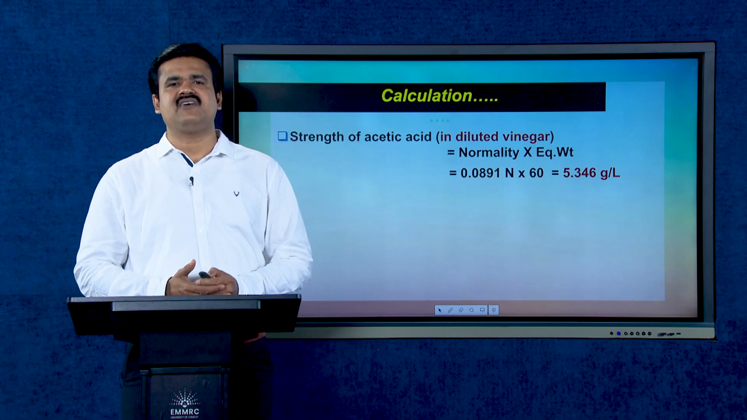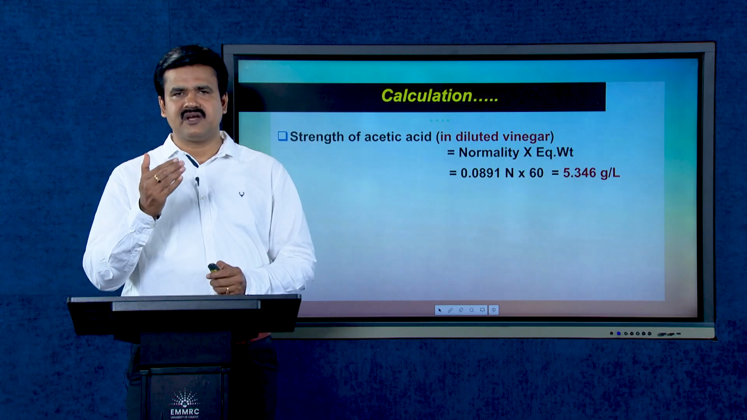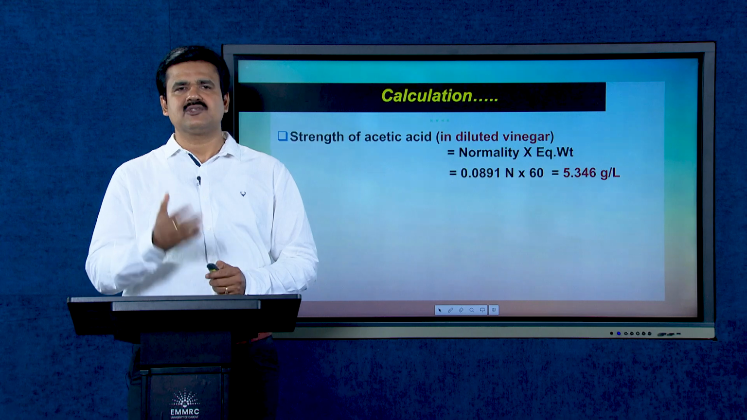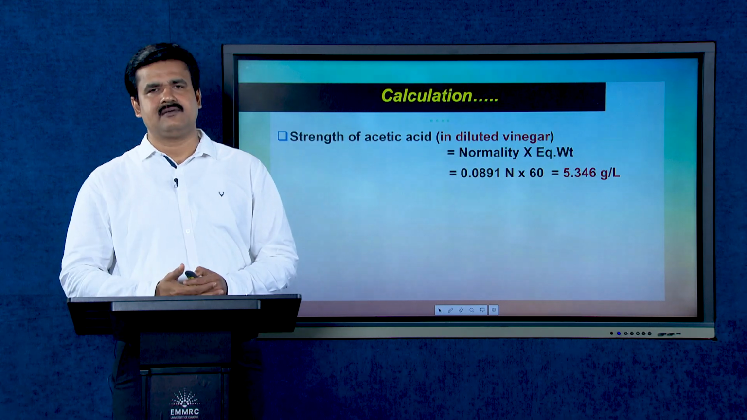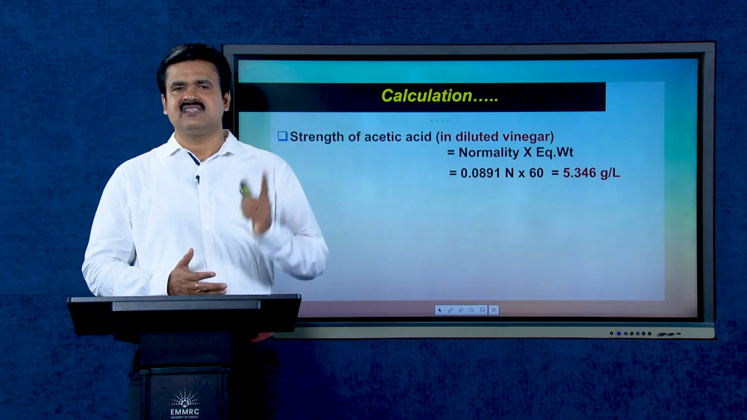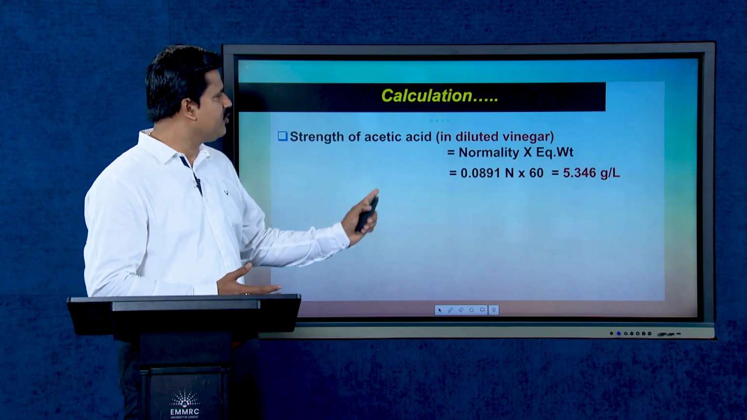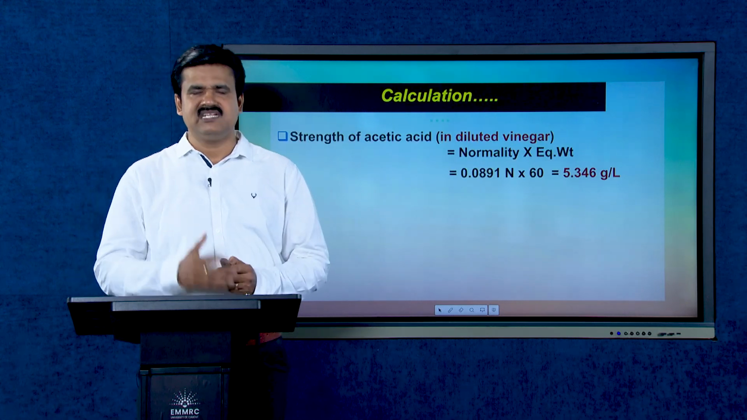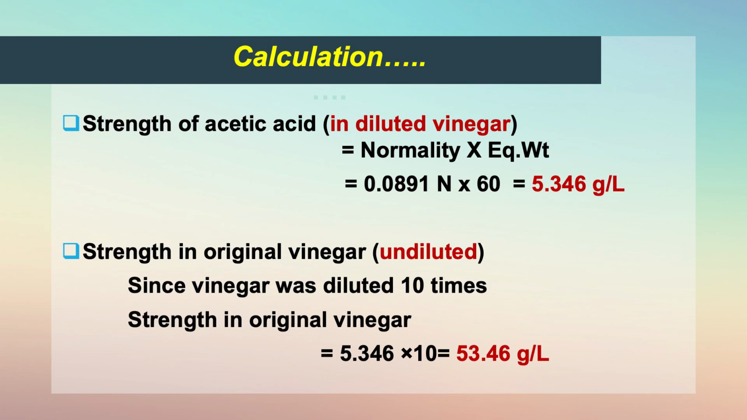Now the strength of acetic acid in diluted vinegar. We take a fixed quantity of vinegar and dilute it. So, the strength of acetic acid in diluted vinegar is equal to normality into equivalent weight. That is, the normality of the diluted vinegar we obtained as 0.0891 normal. Just multiply with the equivalent weight of acetic acid, which is equal to 60, and you will get a value of 5.346 gram per liter.